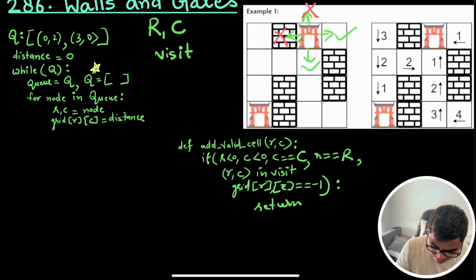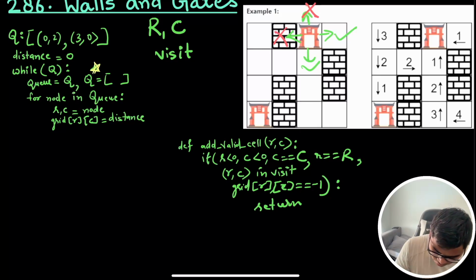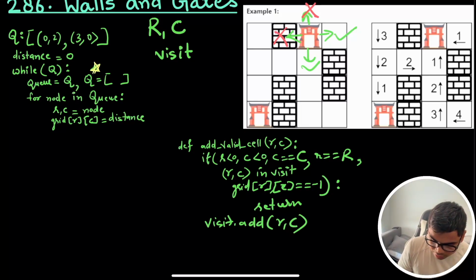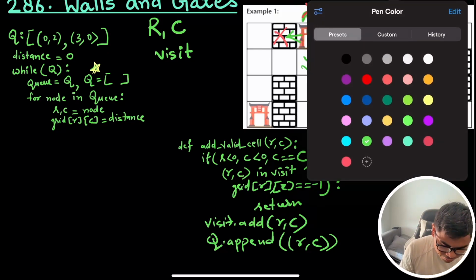Otherwise, I will add this to my visit set: visit dot add R and C. And I will also append that to my queue. I will declare that queue somewhere outside, so it will be accessible to this inner function as well. So queue dot append R and C, right? This is my helper function now.